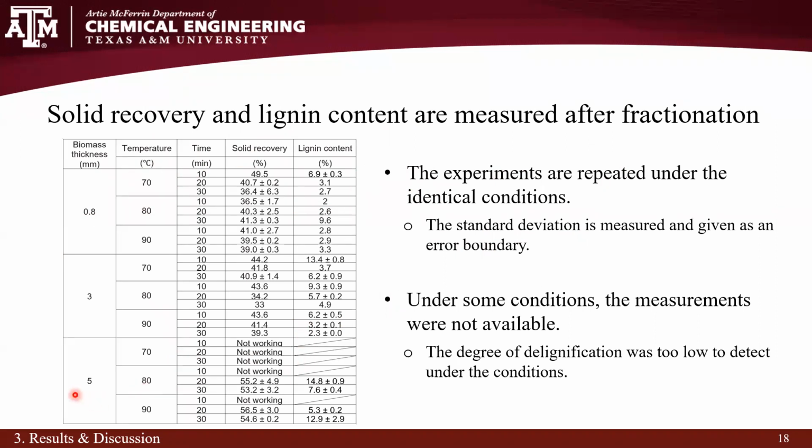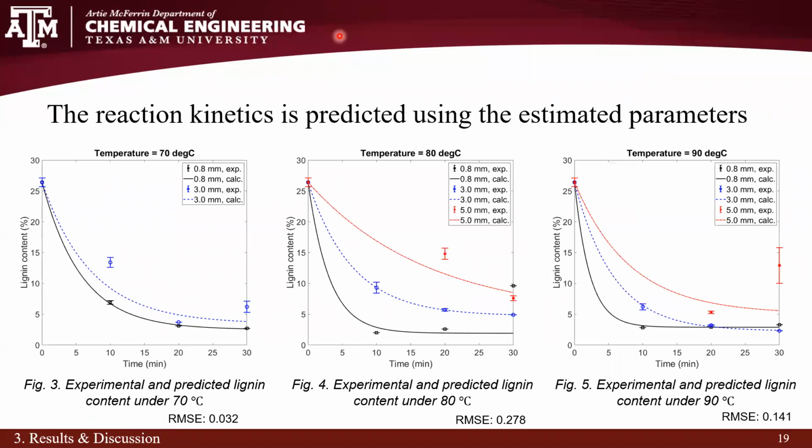Specifically, when the biomass size is very big and temperature is very low, the degree of delignification was too low to be detected under these conditions. In other words, the weight difference between before and after pretreatment was not detectable under these conditions. So by utilizing the remaining experimental data, the parameters are estimated and the reaction kinetics is predicted.